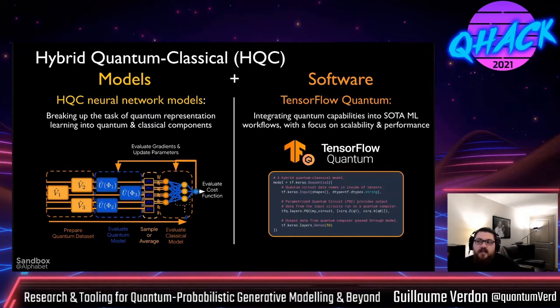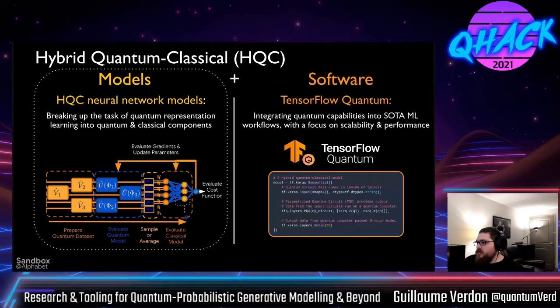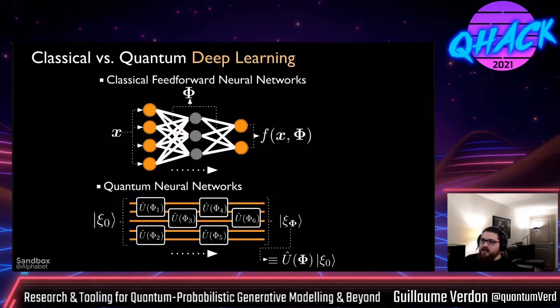The idea of hybrid models is really to break up the task of learning a representation of the data, or isolating a hidden parameter of the data, between classical components of a representation and quantum components. This is in contrast to just variational algorithms, which are also called quantum classical algorithms, where the optimizer is classical, but the model itself is all quantum. So I'm going to start with the models and we'll get to the software in a second.